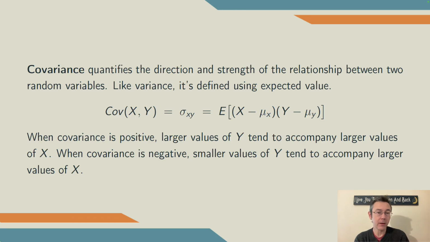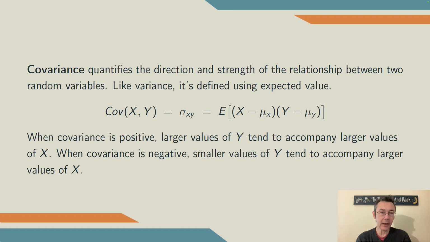A bit more specifically, it's the expected value of the quantity x minus the expected value of x times y minus the expected value of y. And we have two different notations. We can write COV, parenthesis x comma y, or sigma sub xy.